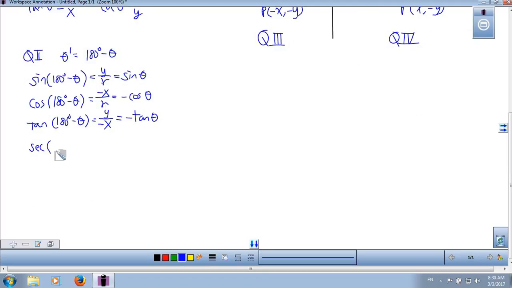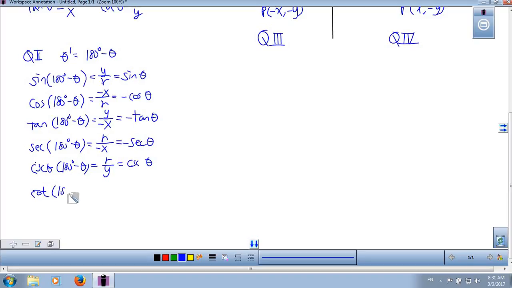So what about secant? Secant of the reference angle in the second quadrant: secant is r over x, but x changed to negative, so this will also become negative secant theta. Cosecant of 180 degrees minus theta will be equal to r divided by y, but y remains positive, so it's the same as cosecant of theta. Alright, and lastly, cotangent of 180 degrees minus theta will be equal to x over y, so it would be negative cotangent of theta.